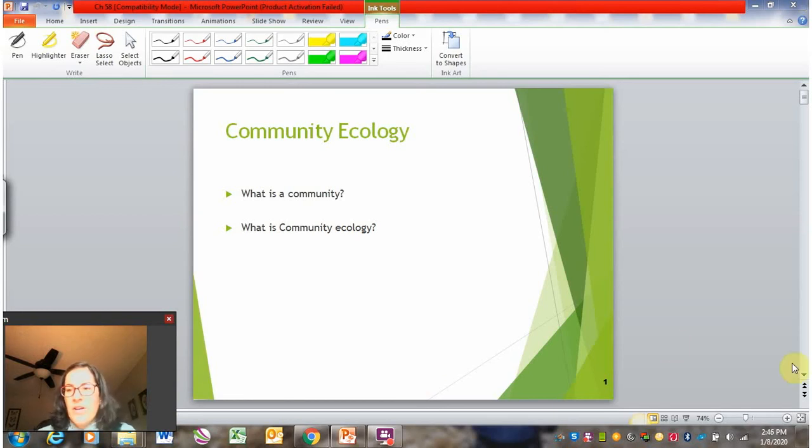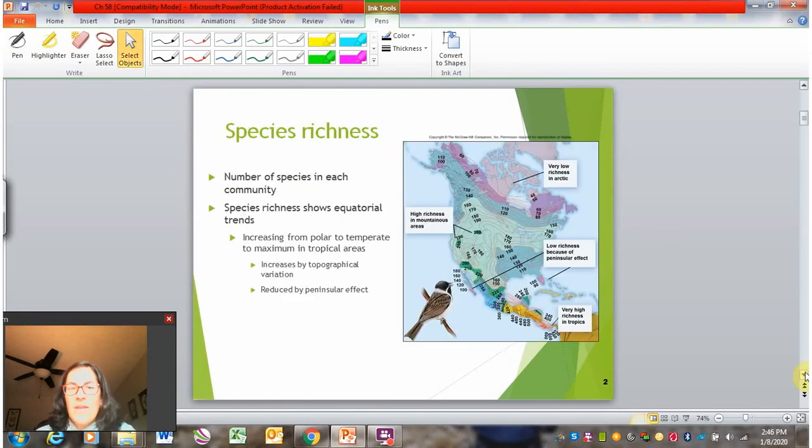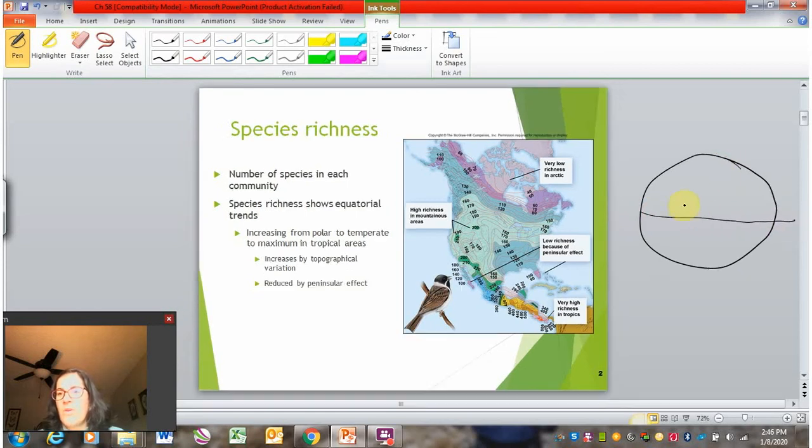So we'll start out by talking about species richness and species diversity. Species richness is a measure of the number of species in a community. And so this is a geographic area that's been defined as a community. Species richness shows equatorial trends, like we so often see globally. So we have the highest amount of species richness at the equator. Here's our globe. We have the highest here at the equator, and then it decreases as you move towards either pole.